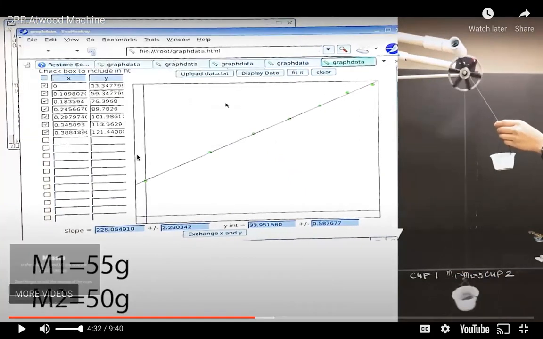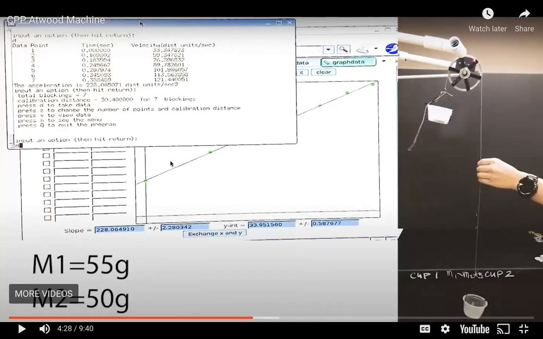Then they start recording data, and you can read your acceleration here, 228, or you can read the acceleration already in this. The acceleration is 228. So either way, the video will tell you the acceleration. Okay, so that's all for this lab.